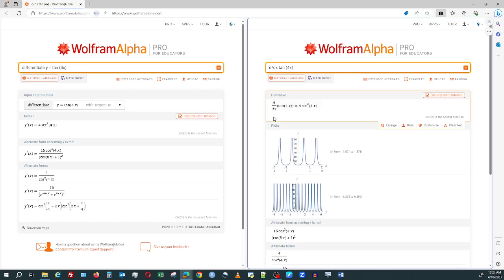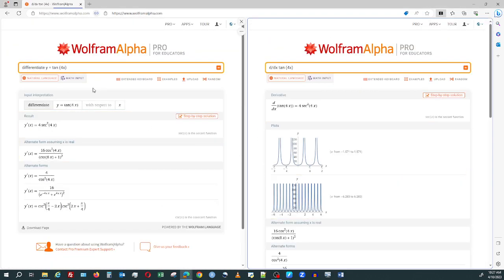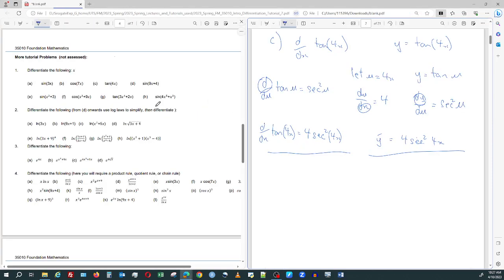So d dx, and look, we get the same result. Whether you use the expression or you use the equation, it doesn't matter. We get 4 sec squared 4x in either case. So d dx and differentiate, it's just a lovely way to deal with it. All right, so just keep working away. See if we can't get to our time.